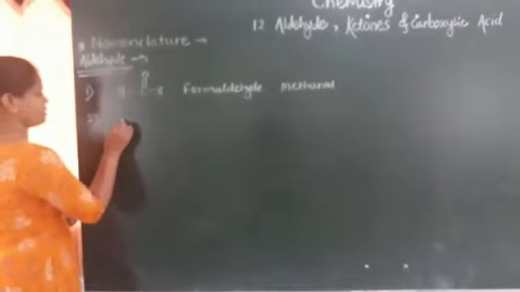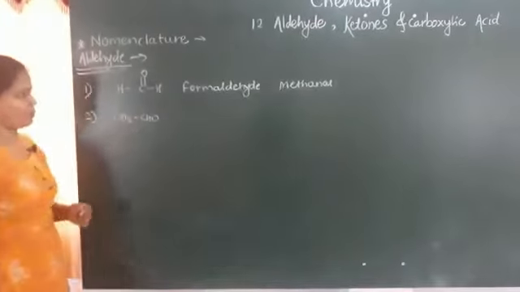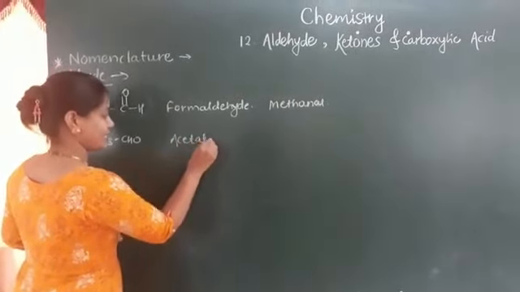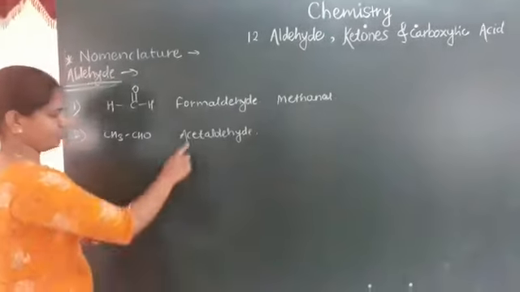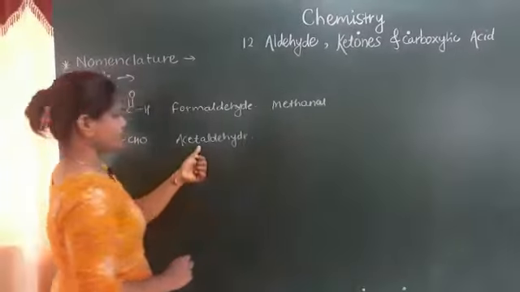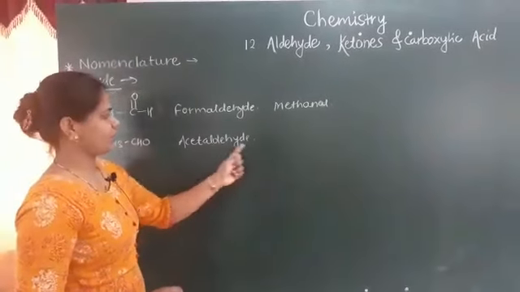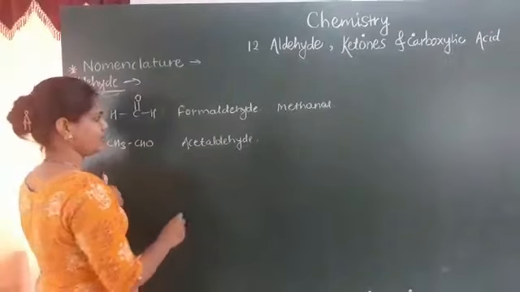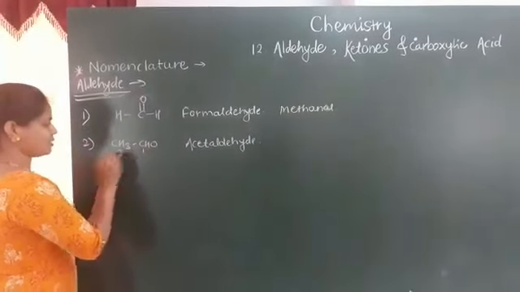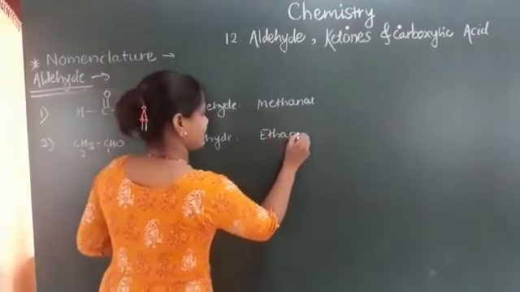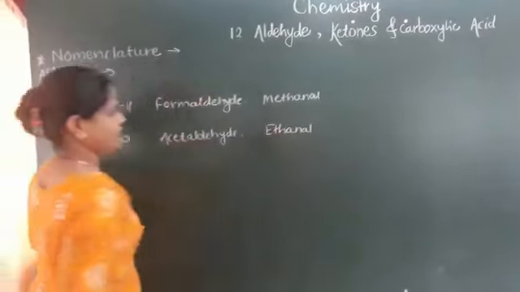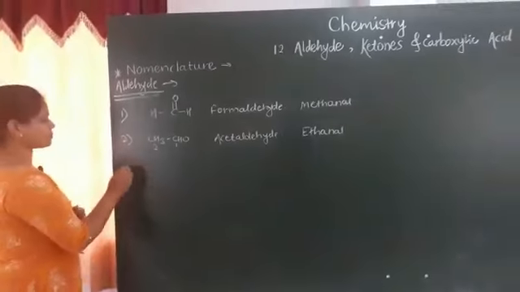Second one, CH3CHO. Its name is acetaldehyde. This name acetaldehyde is taken from acetic acid. The IC acid word is replaced by aldehyde, then the name is acetaldehyde, and its root word is ethane because 2 carbon atoms are there, and again E is replaced by Al. Then the name is ethanal.